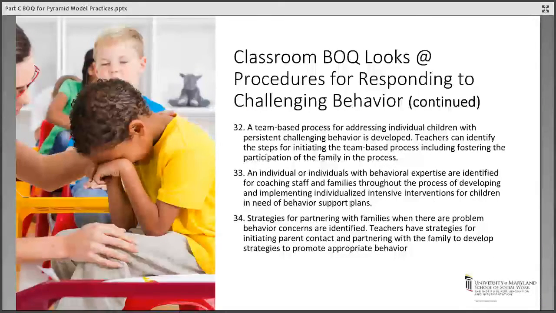There's a couple more components to this section that we put in a second slide just for the sake of everyone's eyesight. And that looks at team-based processes for individualized interventions with children with persistent challenging behavior. So essentially, the principle is that any child at the top of the pyramid who already has the relationships, the environment, and the proactive teaching in place, but still needs some significant supports, that those discussions should happen with a range of disciplines and perspectives at the table.